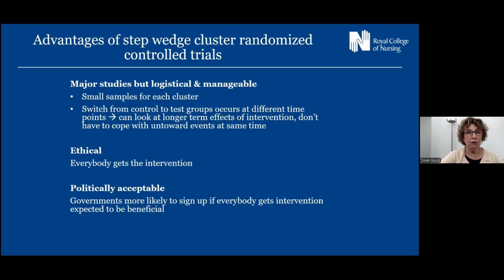The advantage of step wedge cluster randomised controlled trials is, although they're very big studies, what you're doing is you're giving the intervention to different small scale units at any one time. So there are only small samples that you're dealing with at each time. And the switch from test to control groups goes on over a short term.